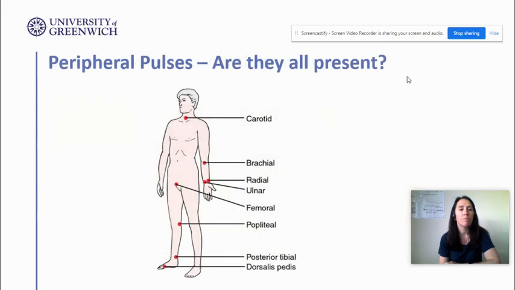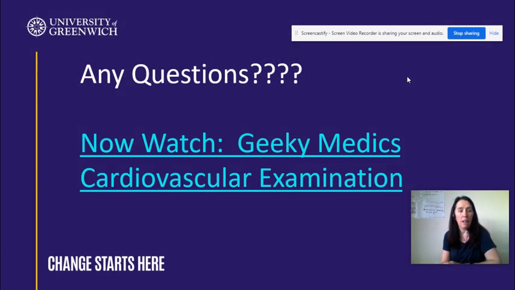Then lastly, we're going to be checking for pulses. Can you feel all of these pulses? This looks like a pass question for the ANAT exam. I don't know why people didn't score 25 out of 25 for this one, but it's pretty easy. So this is where we'll be finding all of our pulses. We need to know where they are, and we need to check them if we're doing a cardiovascular examination. That is it. Please do watch the Geeky Medics video.